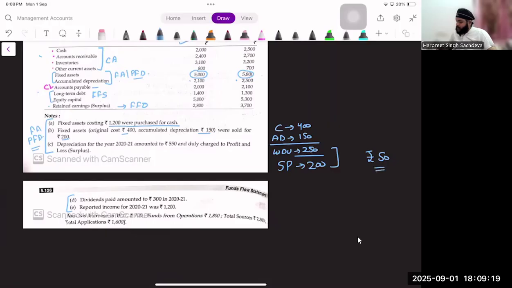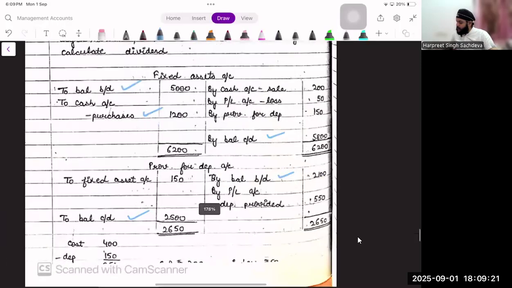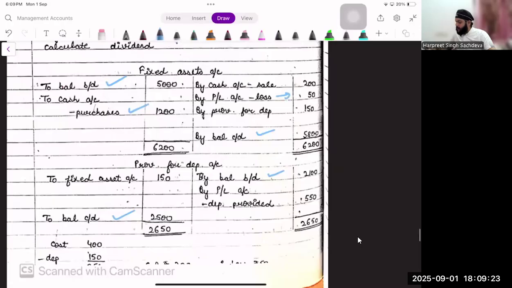Okay, so there is a loss of 50 rupees. So we'll write by profit and loss account hyphen loss, by cash hyphen sale, and 150 we'll put with the friend. Yes or no? 150.